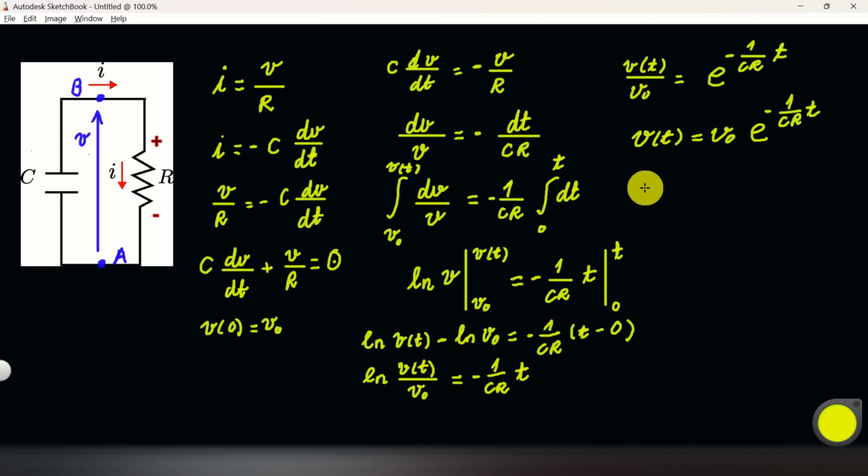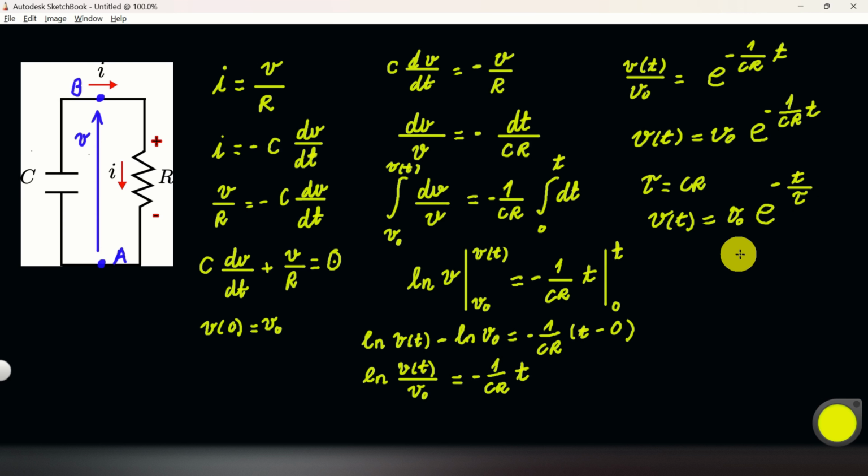Note over here that the time constant tau is equal to CR. Consequently, this equation can be written like this. V of t is v of 0, and over here we will have exponential minus 1 over CR t. And finally, let's sketch the graph, or here I have to correct myself. Here I will have, let me write this like this, t over tau. Okay, this is a nice expression.